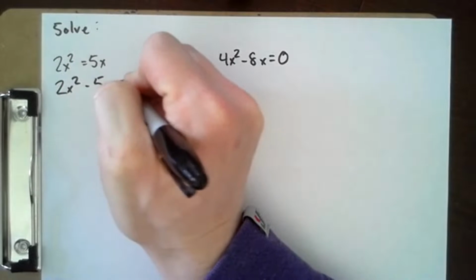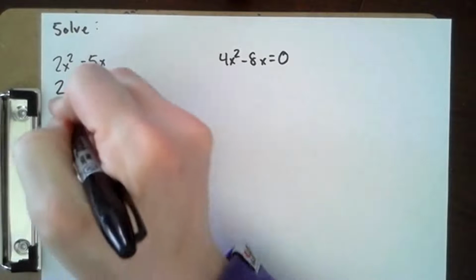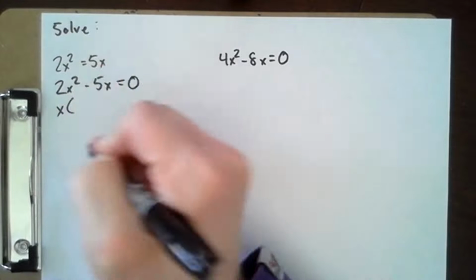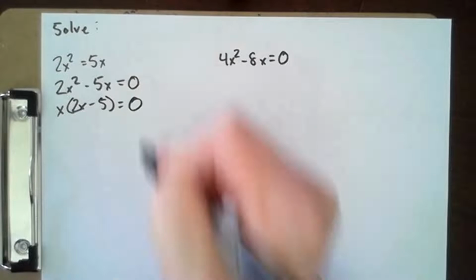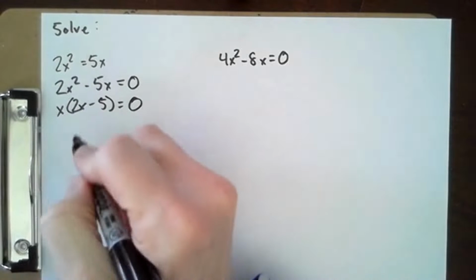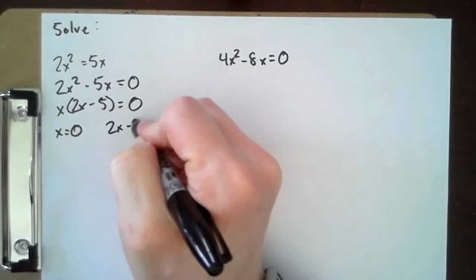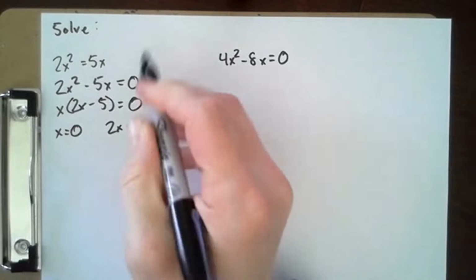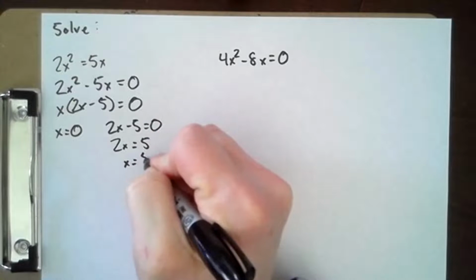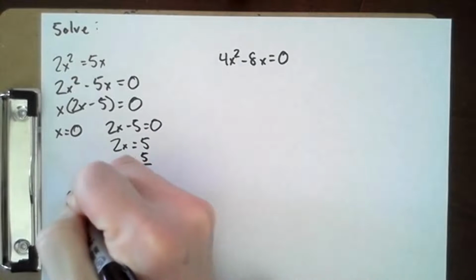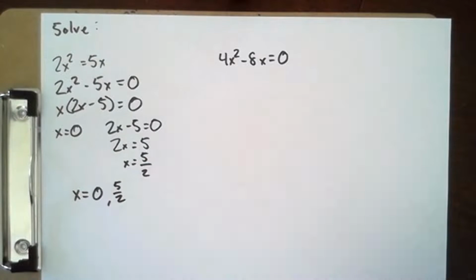minus 5x equals 0. Then I can factor this by factoring an x from each term, so we get x times 2x minus 5 equals 0. Then either x equals 0 or 2x minus 5 equals 0. And if 2x minus 5 equals 0, then 2x equals 5 and x equals 5 halves. Those are our two solutions. x is either 0 or 5 halves.